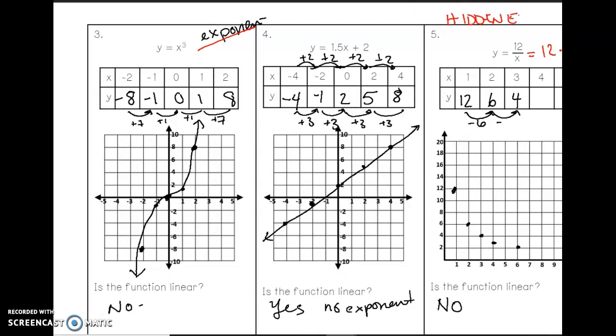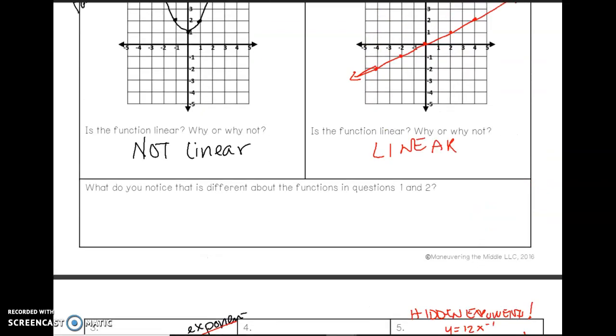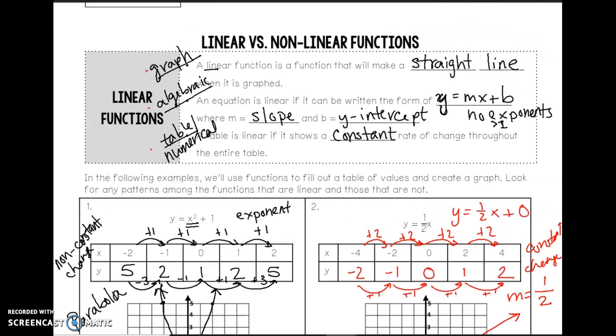It's hard to see it, but I could have rewritten this as y equals 12 x to the negative 1. So there is a hidden exponent. So be very careful about just applying the exponents rule, because if you look at this graph, it is clearly not a linear function. So now I will swing back up here to these rules in case you didn't get a chance to get them totally down, but that is how you can tell a linear versus non-linear function.